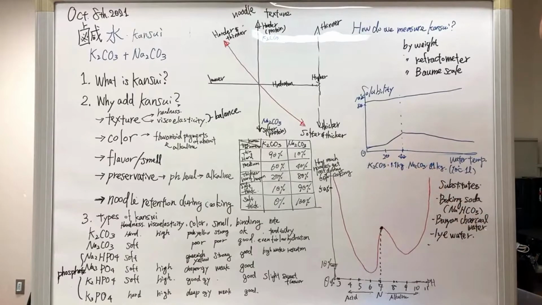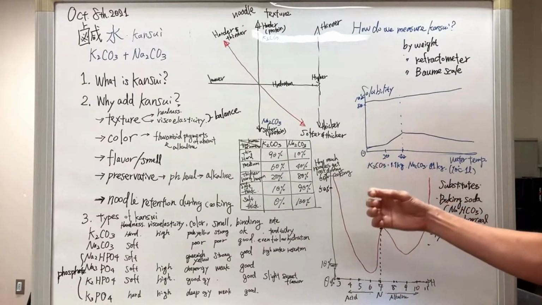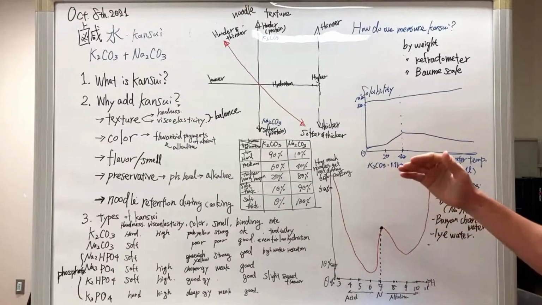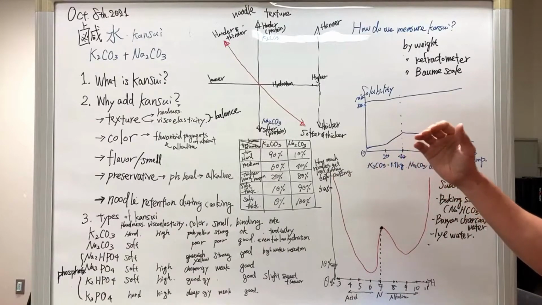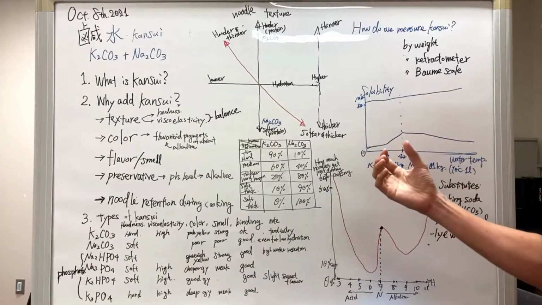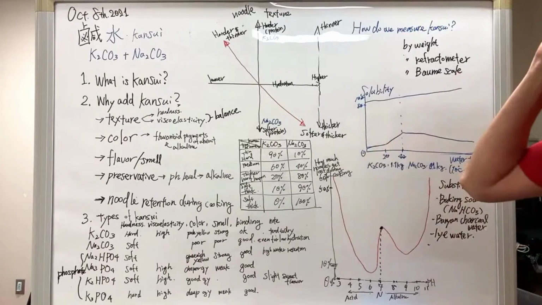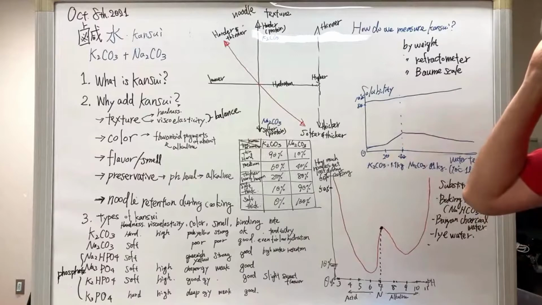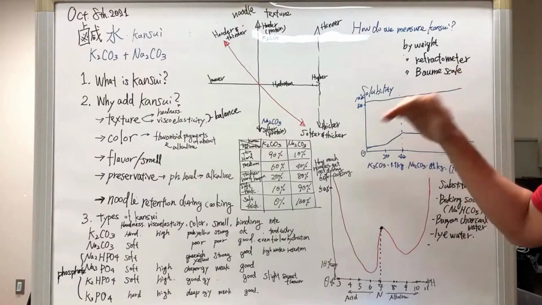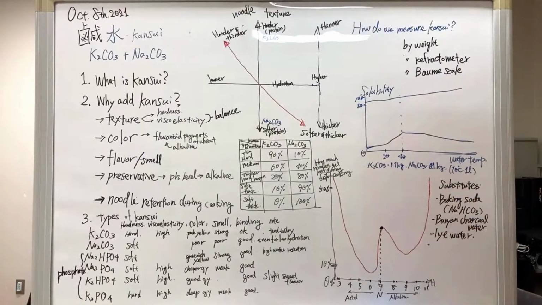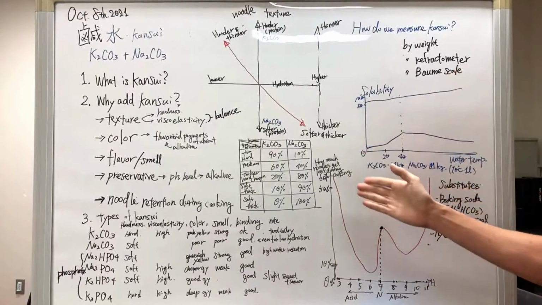It also has preservative characteristics. Adding Kansui makes the noodles alkaline, so that's the pH level, right? When we have Kansui make it alkaline, we can make the noodles keep longer, because the pH level where germs grow most is neutral.